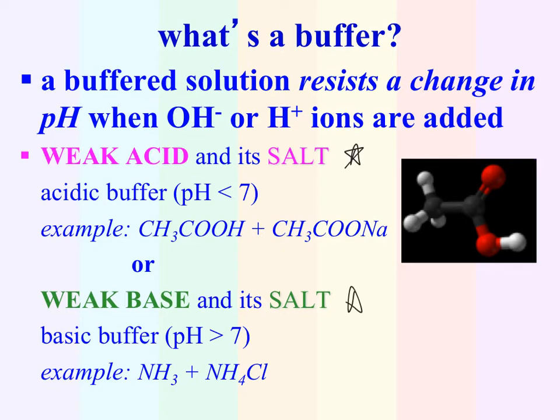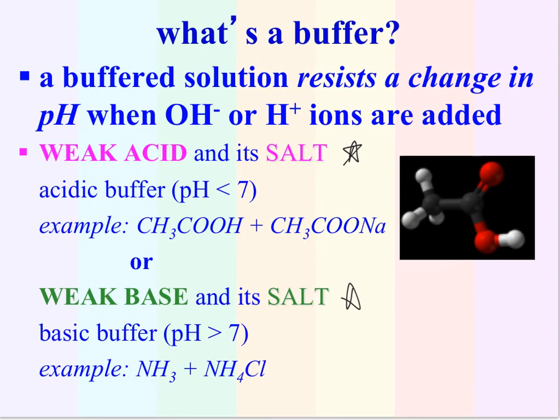Okay, so an example of a weak acid and its salt would be something like acetic acid and sodium acetate, seen here. Okay, or a weak base and its salt would be nicely represented by ammonia and ammonium chloride. So notice in each of these buffered solutions we have a weak acid or a weak base, and we have a salt that has a common ion.